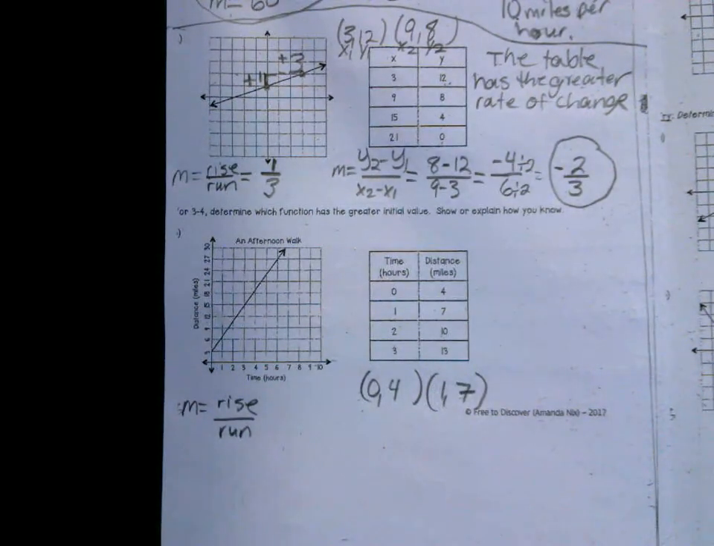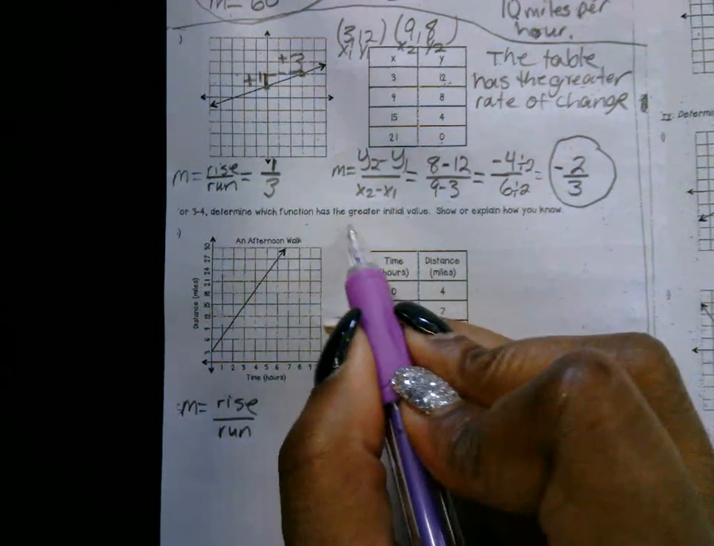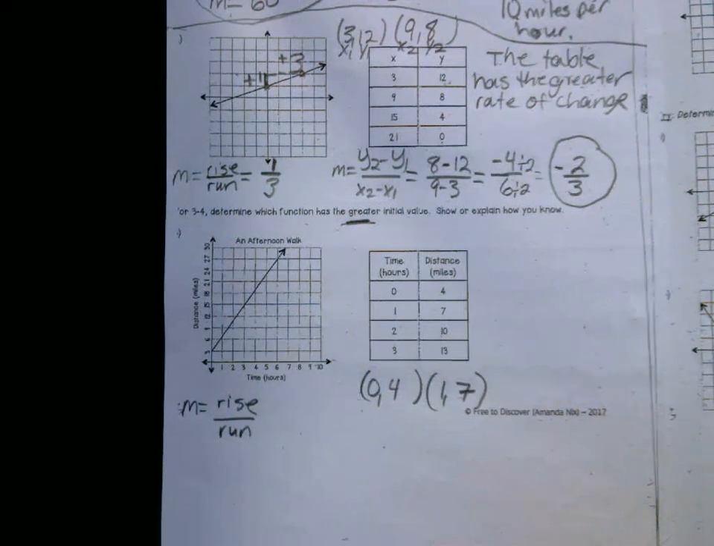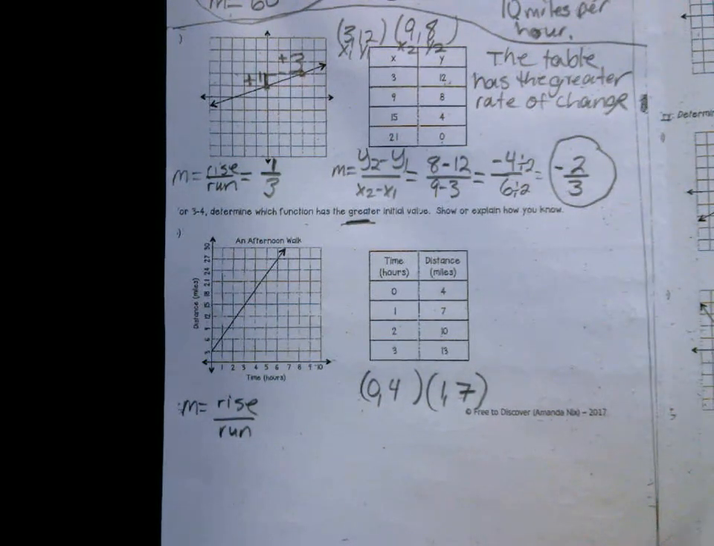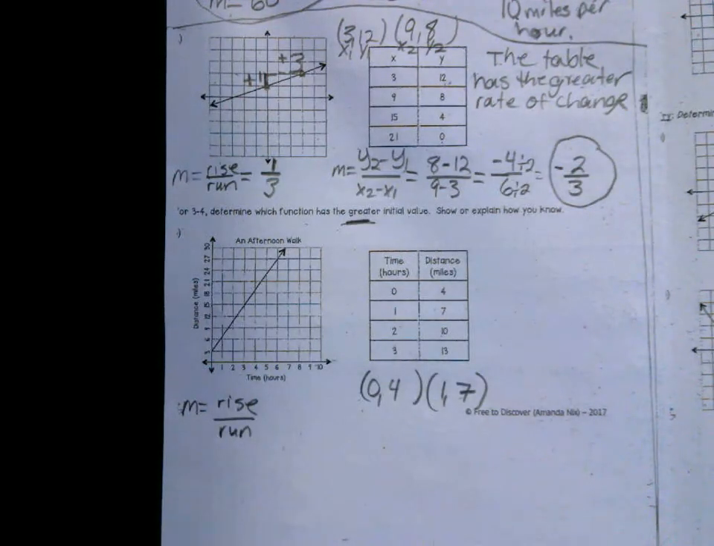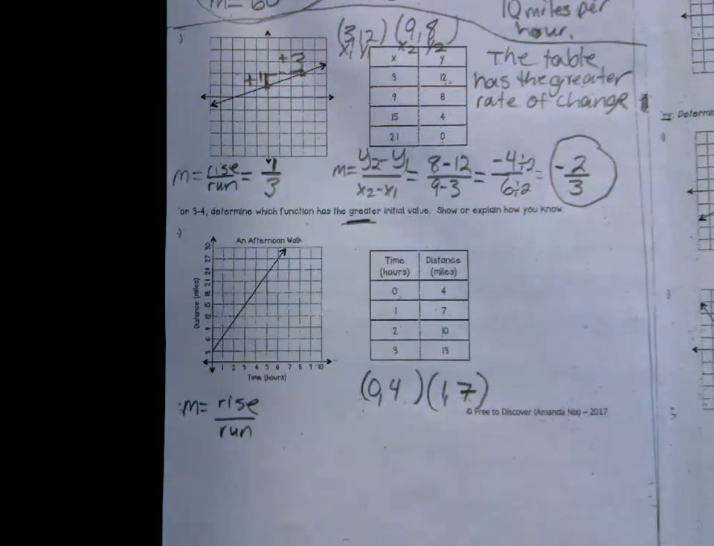I'm going to pause for the class to give us a chance to solve this and to figure out which one has the greater rate. Well, this one says which one has the greater initial value. Let's do both. Let's do slope first and figure out which one has the greater slope, and then let's figure out which one has the greatest starting amount. Pause for the class. Okay, so let's do it, Ms. Reyes. Let's figure out what it is.